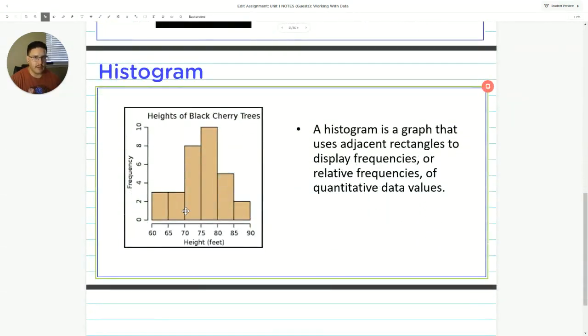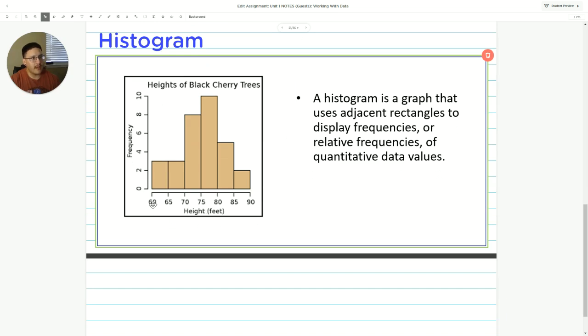Histogram. Looks like a bar graph, but don't be deceived. It is a little different compared to a bar graph. A histogram is a graph that uses adjacent rectangles to display frequencies or relative frequencies of quantitative data values. So in 1.02, we've talked about frequencies, frequency tables, frequency distributions. This is basically taking those and putting them into a bar graph looking graph that just shows the data in a different way.